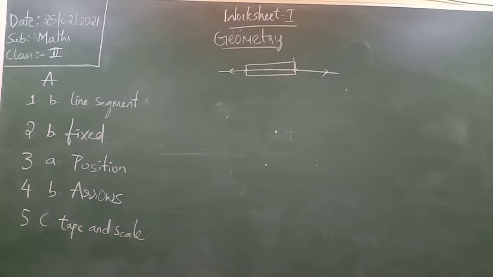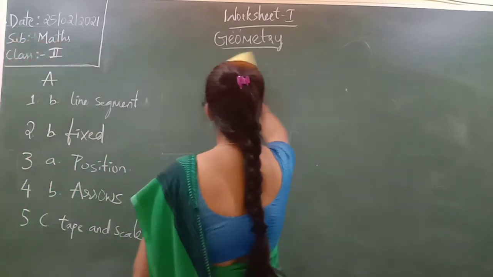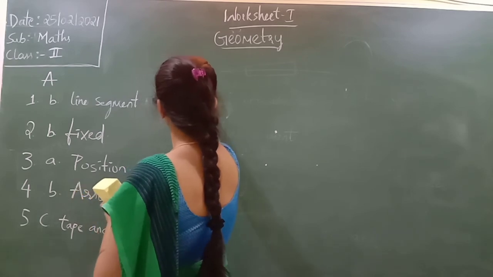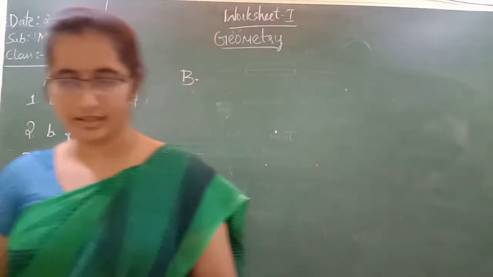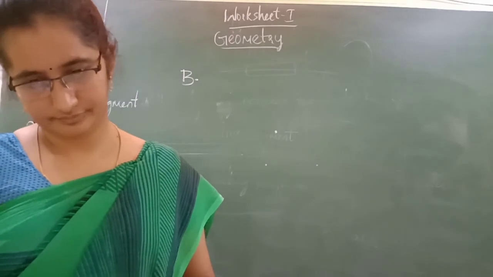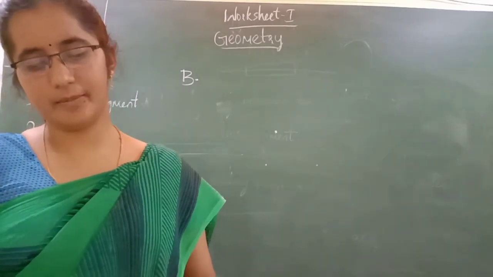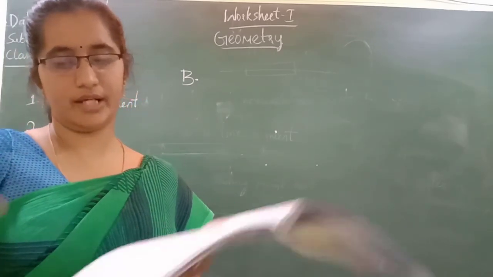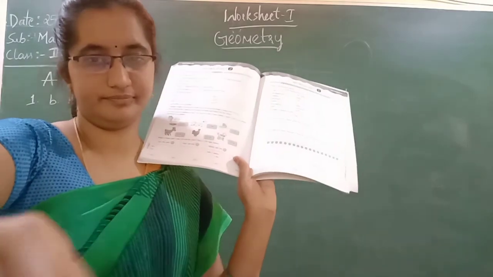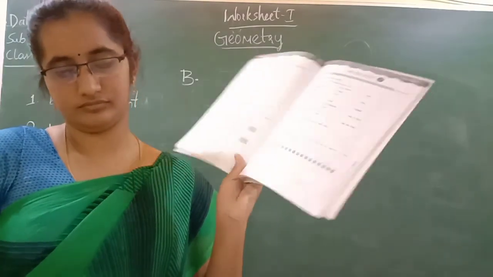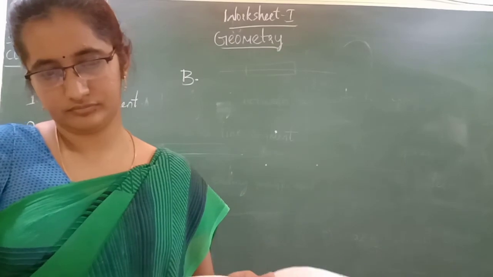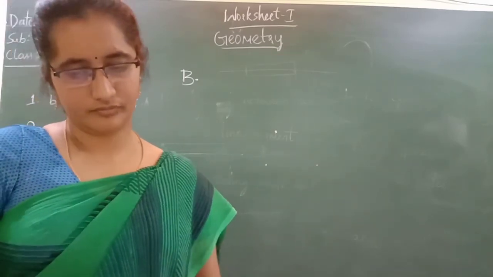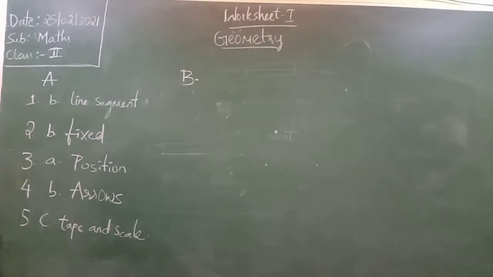Next, see the B bit. Write the type of each figure below and name them. We have three types here. Look at the book. We have three types there.